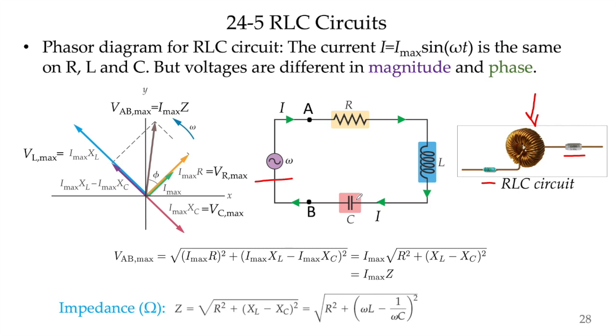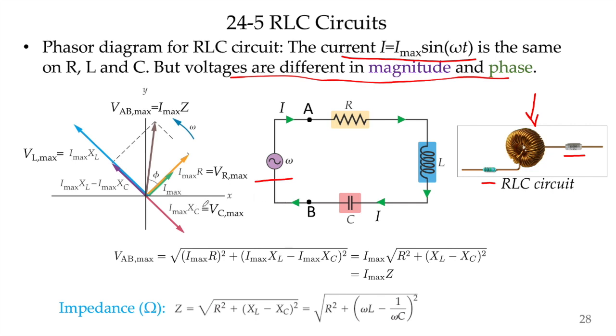They're simple, but I can easily say that they are the basic building blocks of our modern technology. So the phasor diagram for the RLC circuit, again, start with the current, I times sine omega t, and the current is the same for all circuit elements, right? Because they are connected in series. The current is the same in all circuit elements connected in series. Okay, but the voltages are different in magnitude and phase.